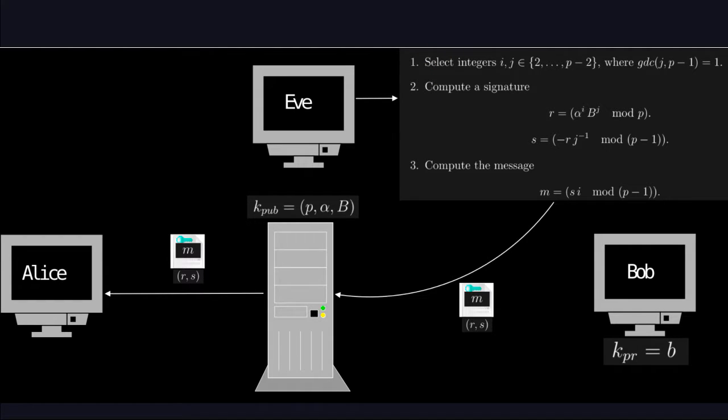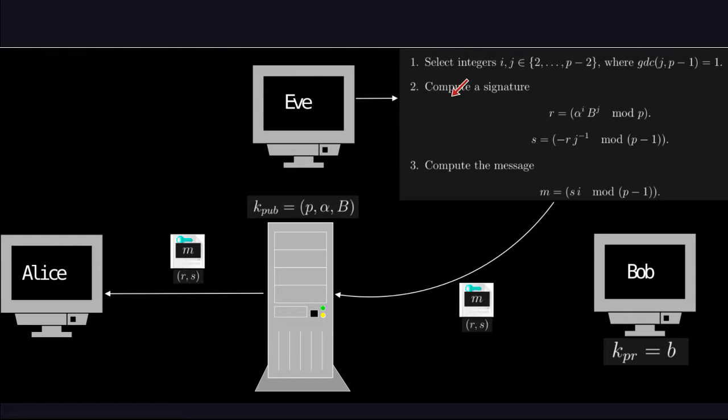The first one is that Eve is going to select 2 integers, and she has control over that. She can select 2 integers between 2 and p minus 2, including those 2 numbers. And at least one of them has to have no common factors with p minus 1. That is the condition here, that the GCD between j and p minus 1 is 1. I made a little mistake there. It's supposed to be GCD.